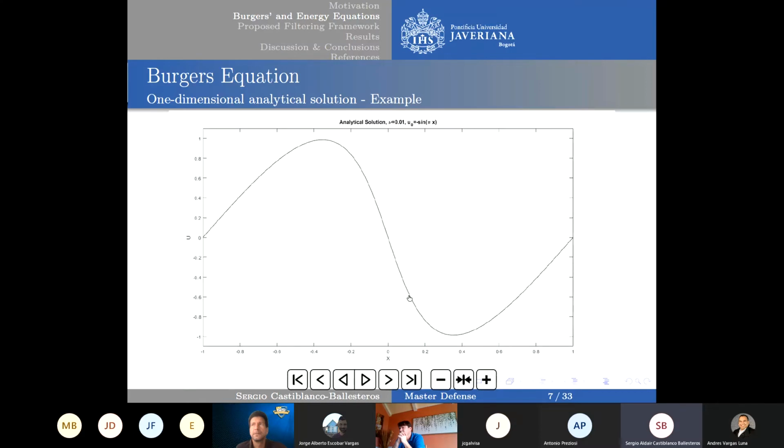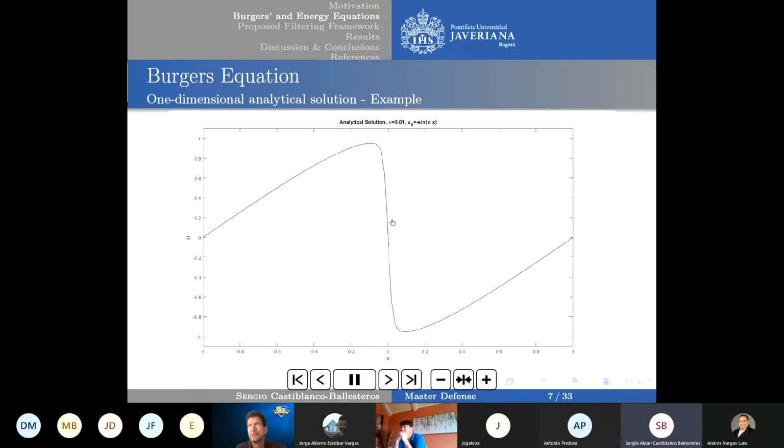Okay, this is an example of the analytical solution for the initial condition minus sine of pi times x, which will be my framework. I'm going to reproduce the graph. It can be seen the steepening in the middle of the domain due to the nonlinear transport, and the diffusion, which is the damping of the solution. Here the value of the viscosity is 0.01.